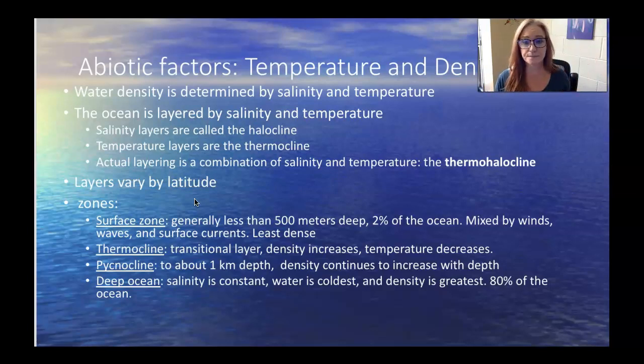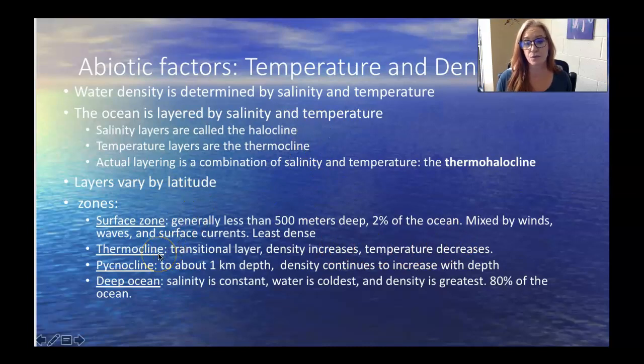There's the surface zone. This is generally the thermohalocline layer that's less than 500 meters deep. It's about 2% of the ocean, but it's where most of the organisms in the ocean actually live. This layer is continually mixed by surface motion of winds, waves, and currents moving, and it's generally the least dense. It gets mixed the most.